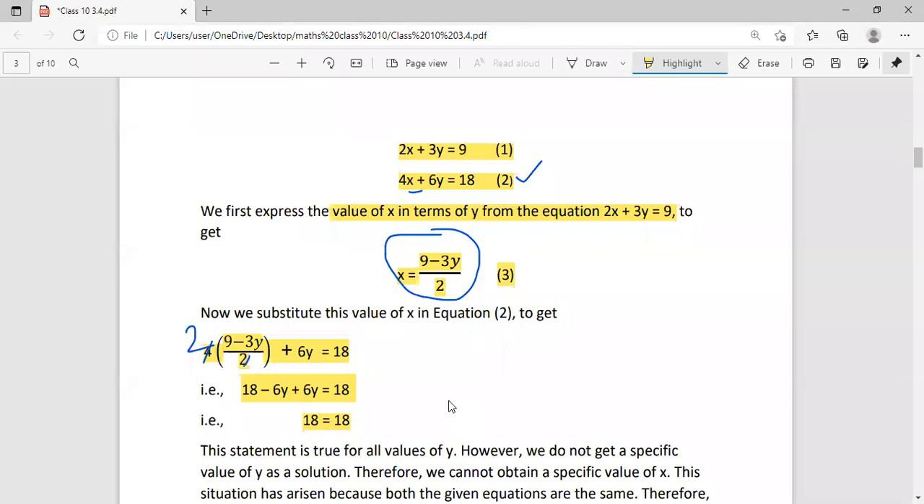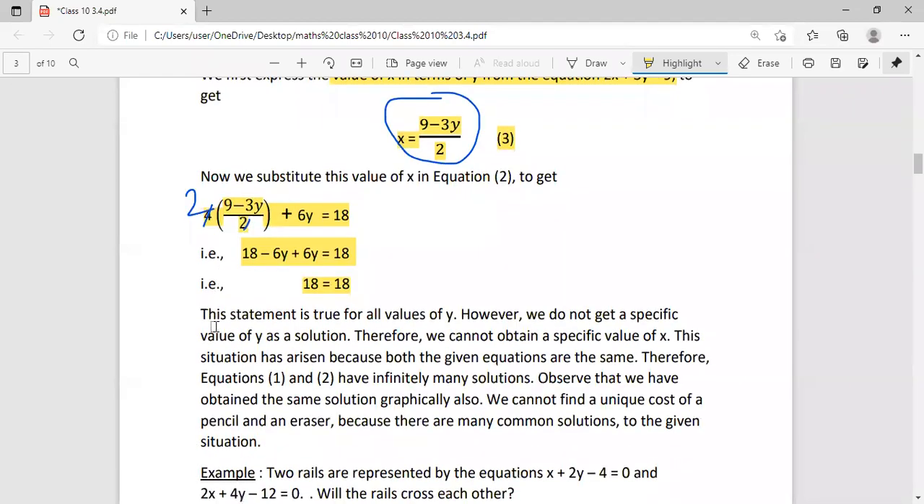So how will we find the answer? See, the explanation is given to you. This statement is true for all values of y. However, we do not get a specific value of y as a solution. Therefore, we cannot obtain a specific value of x also. This situation has arisen because both the given equations are the same. That is the important factor. Both the equations are the same.